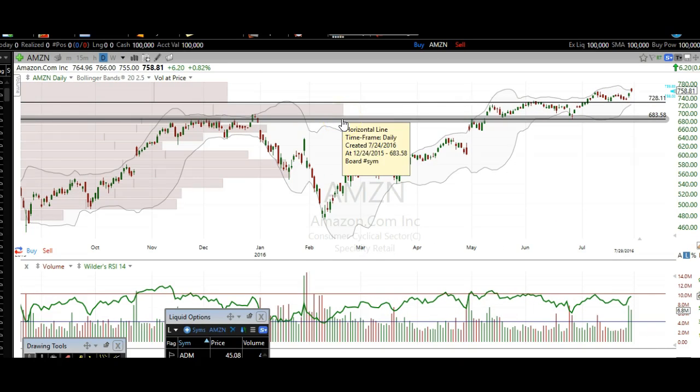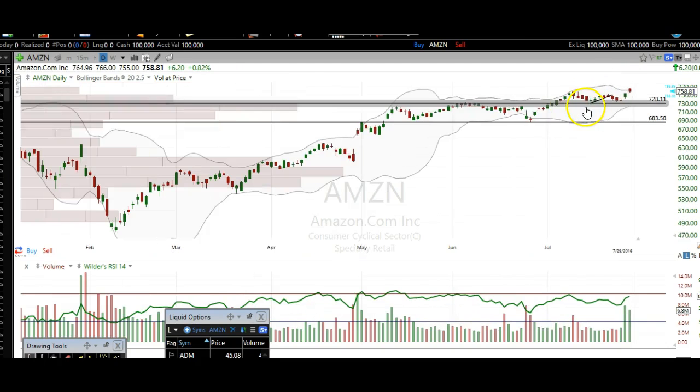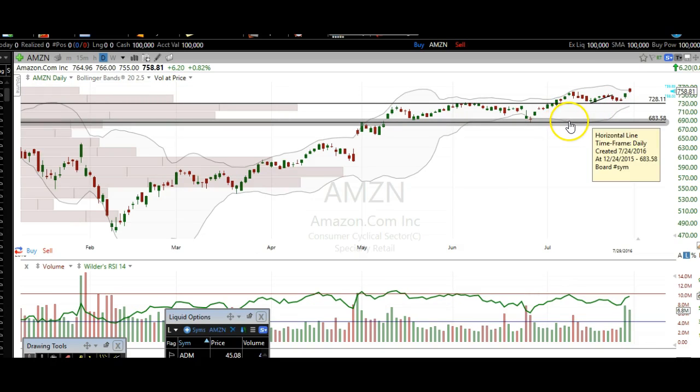Next, I want to cover Amazon. Amazon, we had a pretty muted earnings announcement, which is very constructive. We're at all-time highs here on Amazon, so very bullish. We've got support at 728, and then again below at about 683.